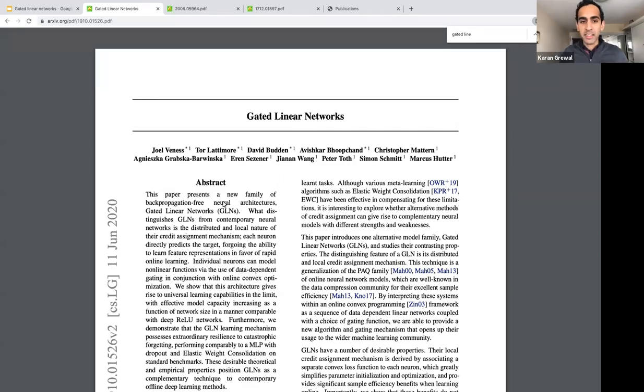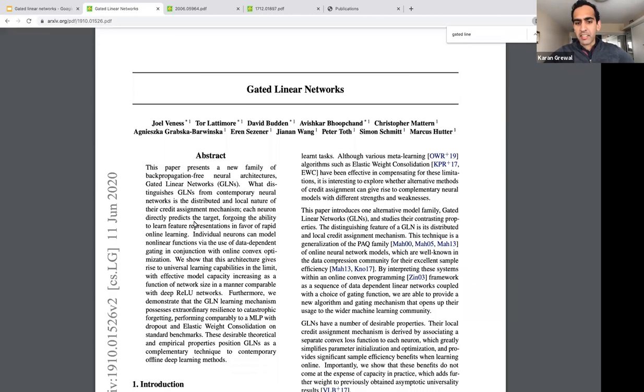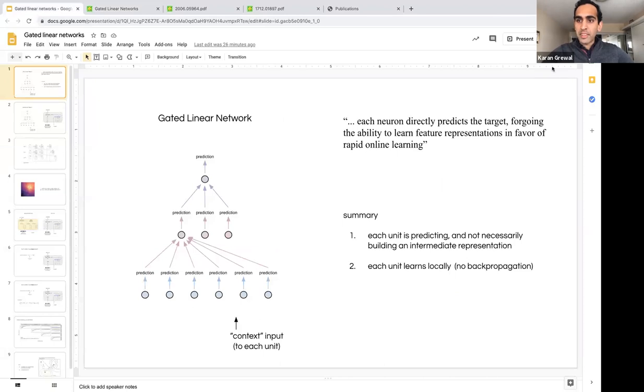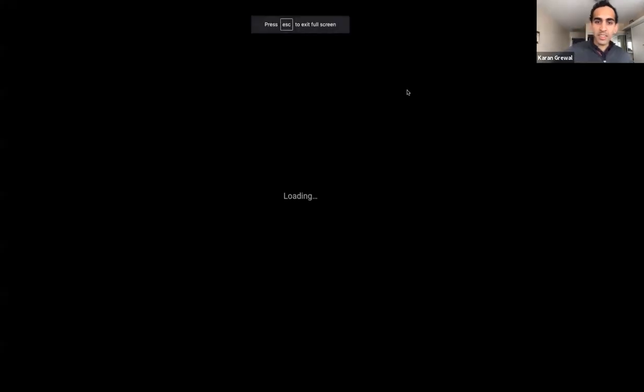This is a paper that I'll be discussing called Gated Linear Networks. It appeared earlier this year on arXiv. As far as I know, it has not been published in any venue. The paper is by a group at DeepMind, and they had an earlier, longer version of this paper too that appeared online about 3 years ago. As far as I know, that was not published either. So I don't think it's been published in any venues yet. So I'll start my presentation.